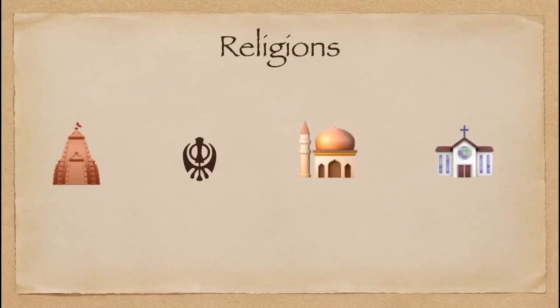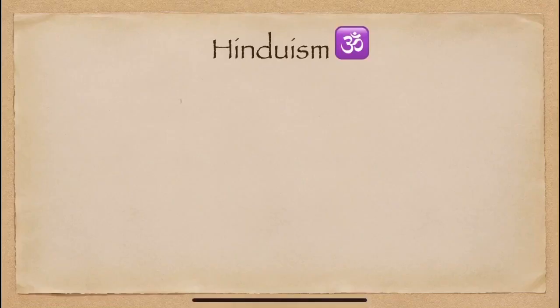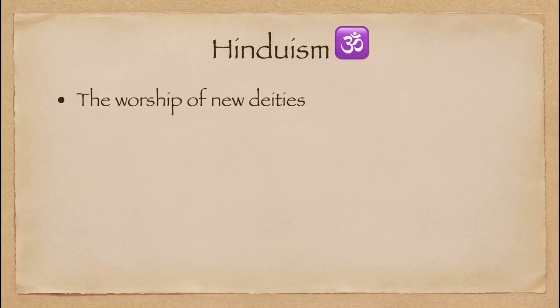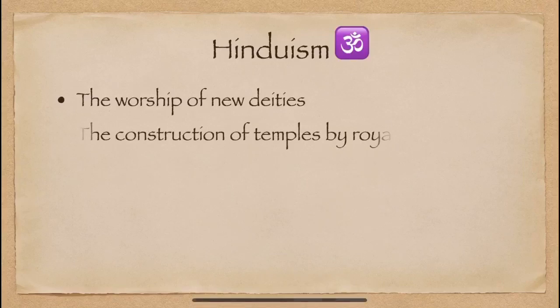Over the 1000 years, there were some important changes in Hinduism as well. So let's study how the perception of Hinduism changed. Now, Hindus started worshipping new deities, meaning they started worshipping new gods and goddesses. More temples were constructed by royalty, meaning kings and wealthy people started constructing more temples.